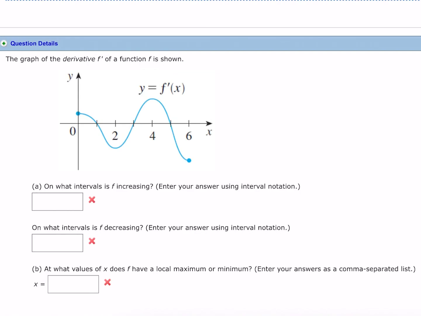And the question, part A, is on what intervals is our function increasing? And remember from the slides that we were just looking at, a function is said to be increasing on an interval where the derivative is greater than 0. Let's put a little arrow for increasing. And it's decreasing if the derivative is less than 0. So remember that the derivative can be interpreted as the slope of the tangent line.